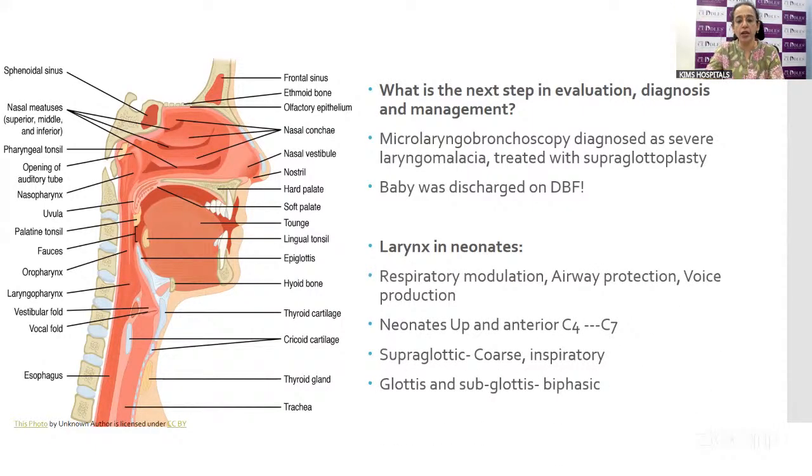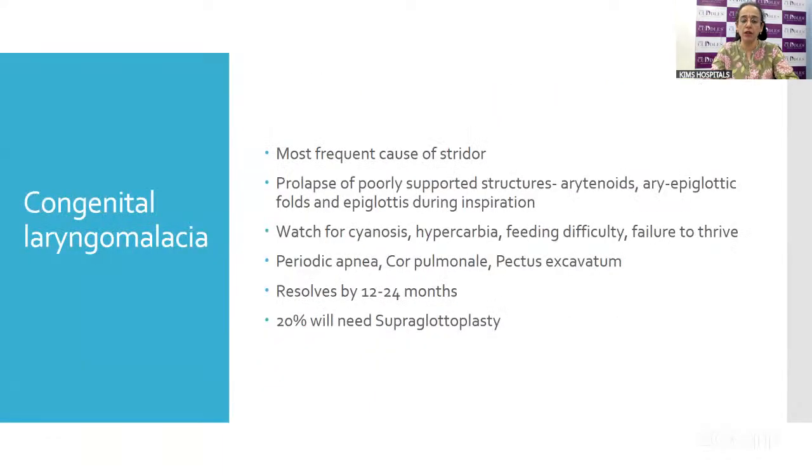Coming to the anatomy of the neonatal larynx, the larynx in neonates is slightly different than in older children. It is situated a little bit up and anterior, around the C4 cervical vertebra, and it helps in respiratory modulation, airway protection and voice production. Whenever there is any problem in the larynx, we will hear coarse inspiratory stridor. If it is a glottic or subglottic lesion, we hear biphasic stridor, which can be auscultated in minor cases, and in severe cases, it can be audible as well.